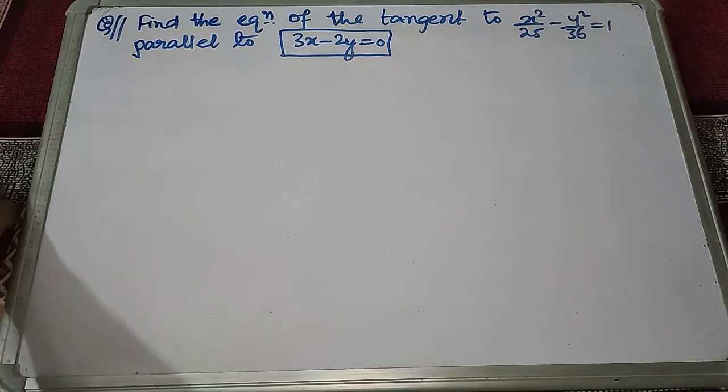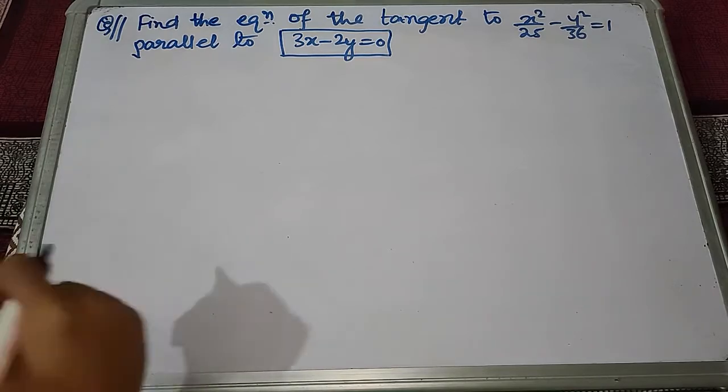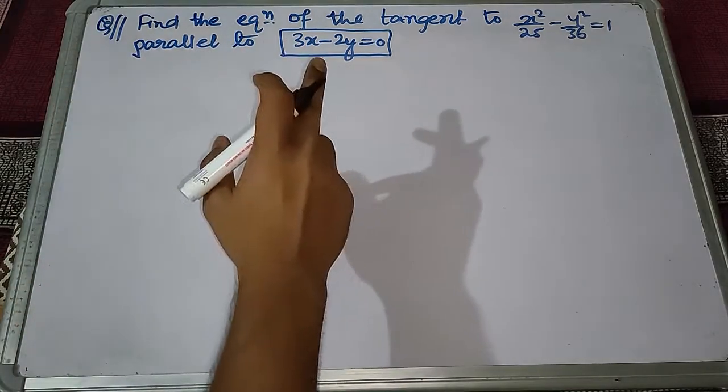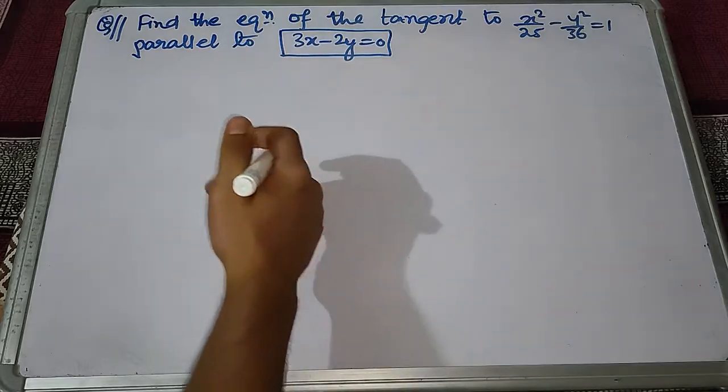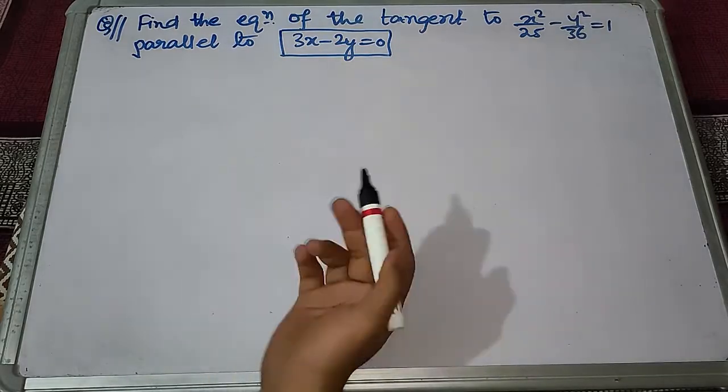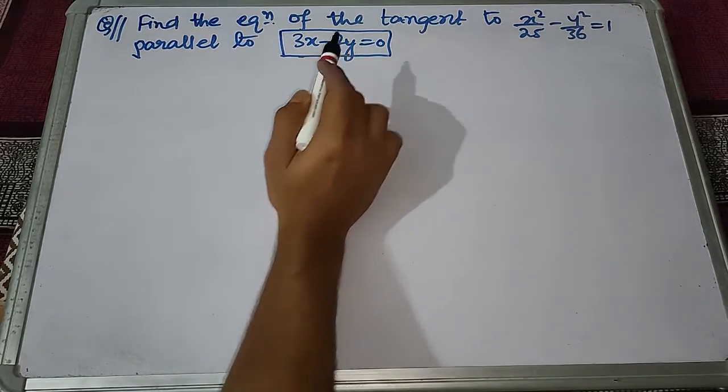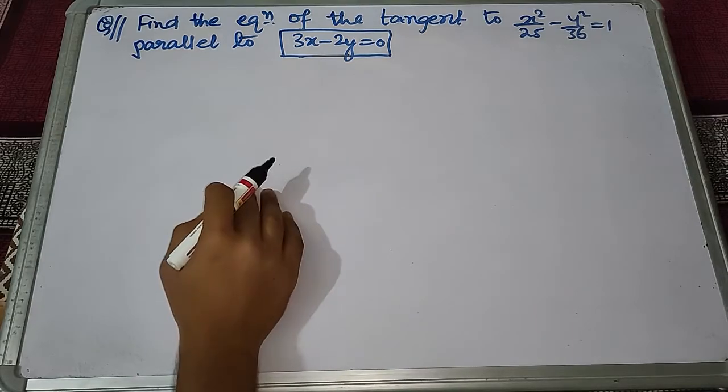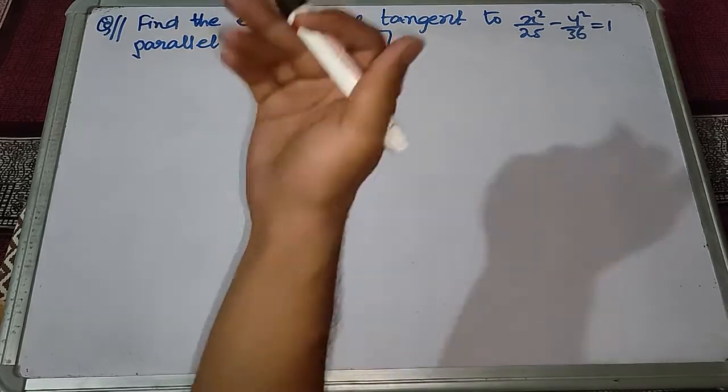So this is the question. This question is based upon the slope form, because you can easily see that we must find the equation of the tangent to this hyperbola parallel to this line. Therefore, the slope of the tangent must be equal to the slope of this line. You can pause the video and give it a try. Now let us solve this quickly.